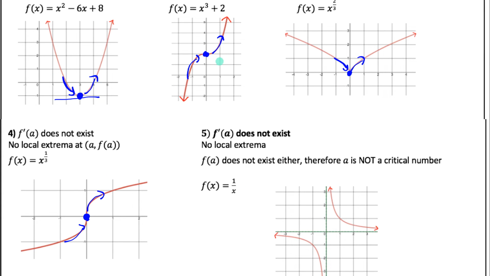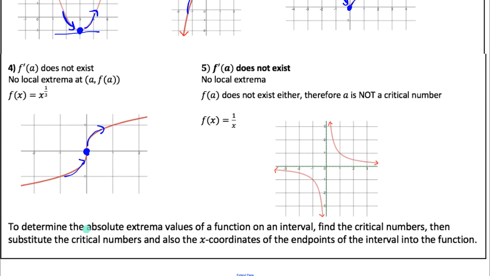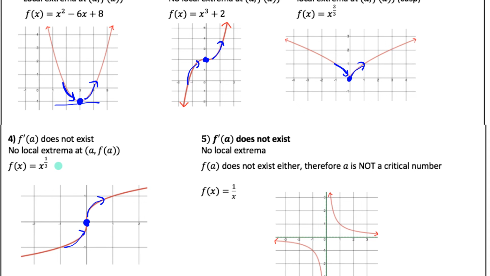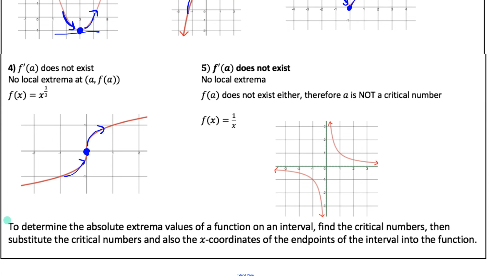Notice all 4 points I labeled there are on the function, which is why they're allowed to be critical points. Okay, and then at the bottom here is what we're going to do next. To determine the absolute extreme values of a function on an interval, find the critical numbers, then substitute the critical numbers and the x-coordinates of the endpoints of the interval into the function.